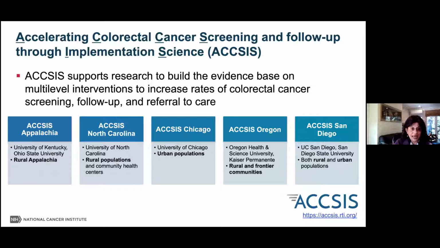So the 5 programs capture rural Appalachia, rural African-American populations in North Carolina, urban populations, African-American and Hispanic populations. Oregon gets Hispanic and white populations, and San Diego is getting rural and urban Hispanic and African-American and white populations. So here is a group that is totally devoted to this. But if you notice, we are missing American Indians in this group.